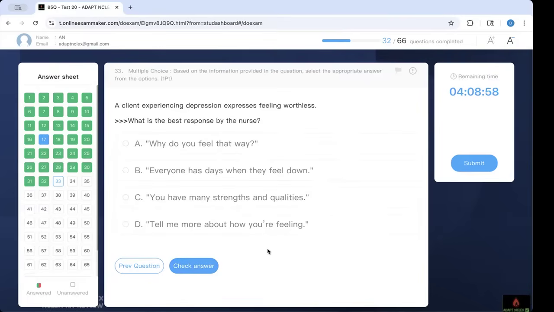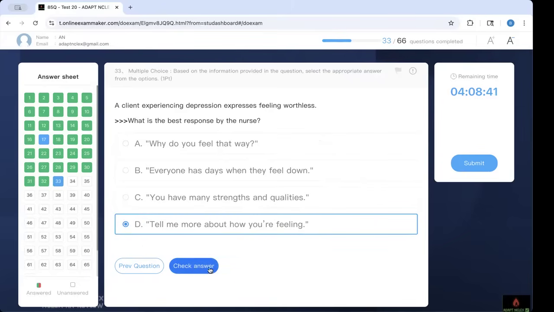A client is experiencing depression, expresses feeling worthless. What's the best response by the nurse? Why do you feel that way? Everyone has days that when they feel that way. You have many strengths and qualities. Tell me more about how you are feeling. You know the right answer. Always ask for more.